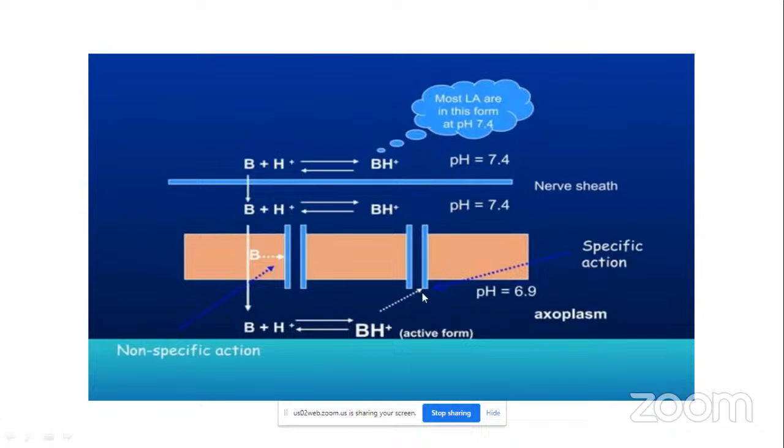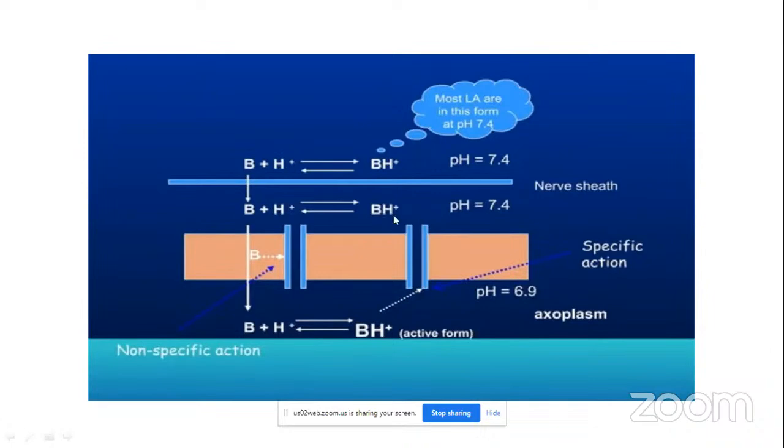Basically, sodium channels are in three stages. They are resting stage, activated stage, and inactivation stage. When there is nerve stimulus, sodium ions get transferred from extracellularly to intracellularly. In resting state, the activation gate is closed and inactivation gate is open. When there is nerve stimulus, there is opening of the extracellular gate, and through which sodium ions come intracellularly.